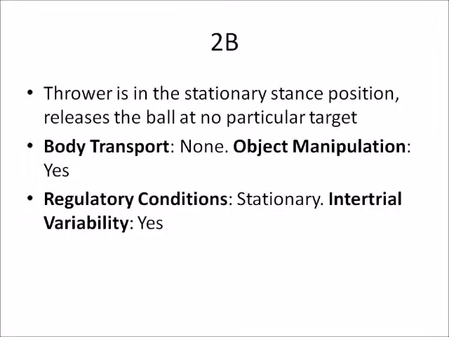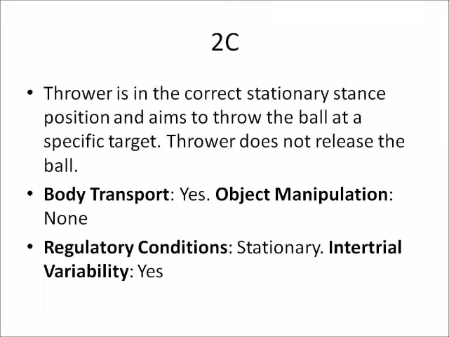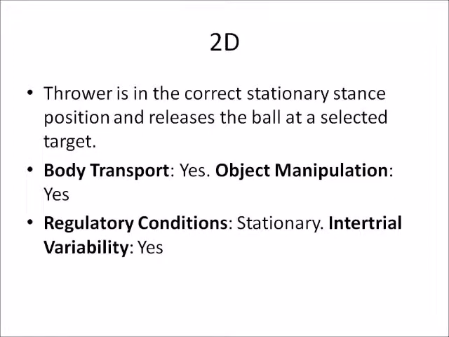In stage 2B, the thrower is in a stationary position and goes through the correct throwing motion but will release the ball at no particular target. The thrower is again in the stationary position and aims to throw the ball with a correct overhand throw to a target. The thrower will not release the ball. The thrower starts in the correct overhand throw position and goes through the correct throwing sequence to execute a pass to a stationary target.